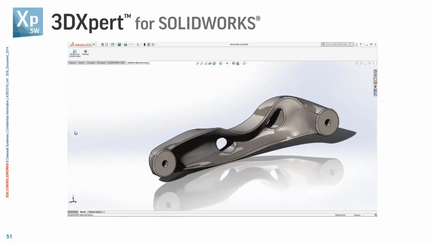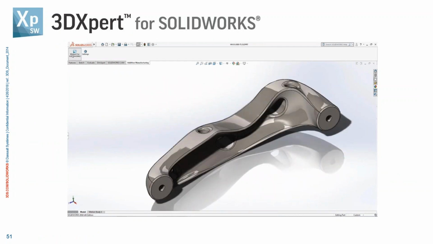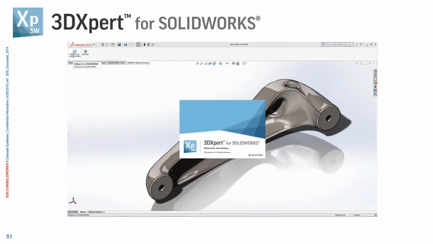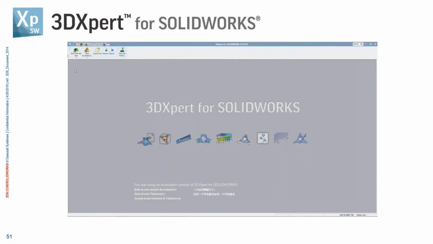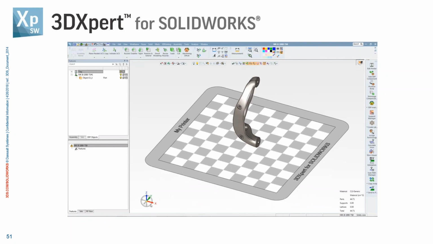So we are in SOLIDWORKS. And then we just press 3D Expert for SOLIDWORKS and it moves over. Now it uses the 3D geometry. It's no mesh needed. It uses the solid and then you're into the 3D Expert for SOLIDWORKS.